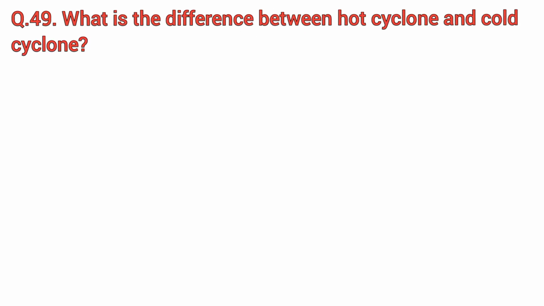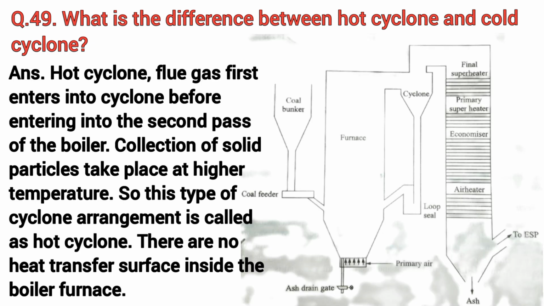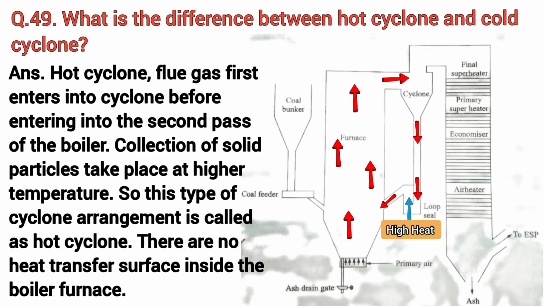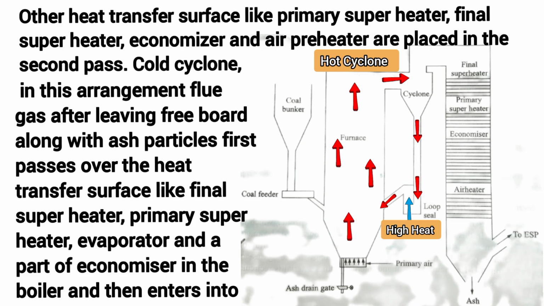What is the difference between hot cyclone and cold cyclone? In a hot cyclone, flue gas first enters the cyclone before entering the second pass of the boiler. Collection of solid particles takes place at higher temperature, so this type of cyclone arrangement is called a hot cyclone. There are no heat transfer surfaces inside the boiler furnace. Other heat transfer surfaces like primary superheater, final superheater, economizer and air preheater are placed in the second pass.